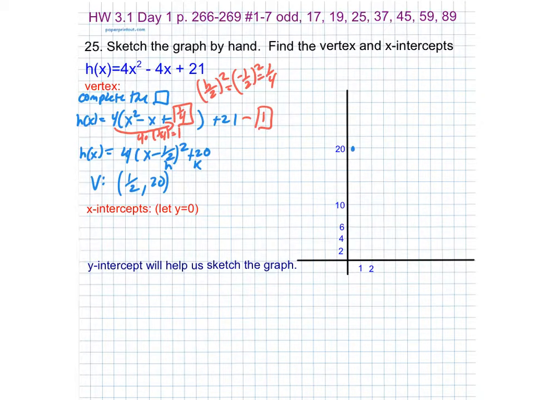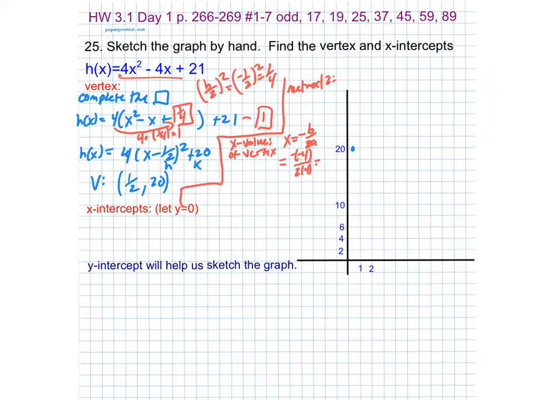The second way that we can find the vertex, so this would be method 2, is to use the idea that the x value of the vertex is always at x equals negative b over 2a. And that comes from this original expression here. So negative b over 2a is the opposite of negative 4 over 2 times 4, which is 4 over 8, which is 1/2. So the x value of the vertex is 1/2.